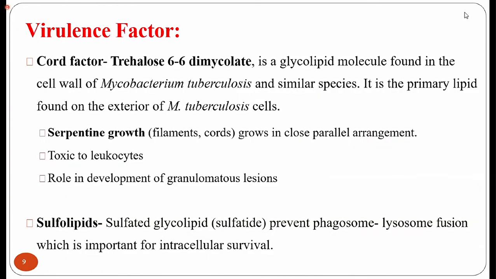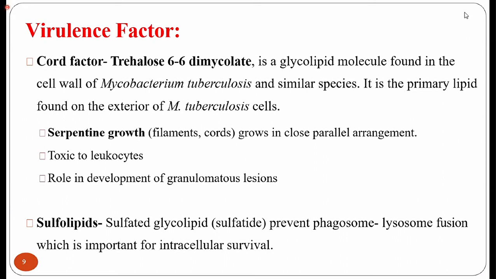What are the virulence factors? Like we do with other microorganisms, there are a few. I mention only two or three. One is called cord factor, C-O-R-D, cord factor. This is one of the glycolipid molecules in the cell wall of the TB. And serpentine growth. This is the way the TB can grow as filaments or as cords, in close parallel arrangement, and it can be toxic to the leukocytes, and it has a role in the formation of granulomatous disease in the case of the TB itself.